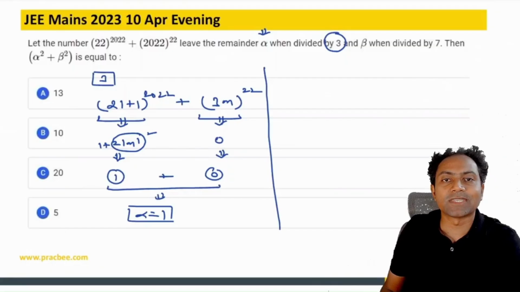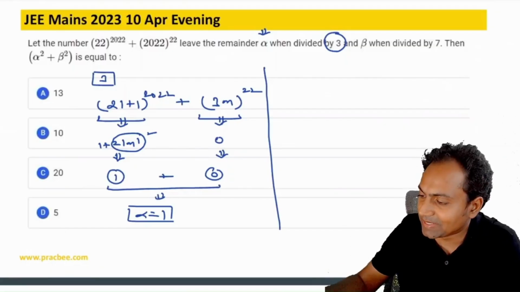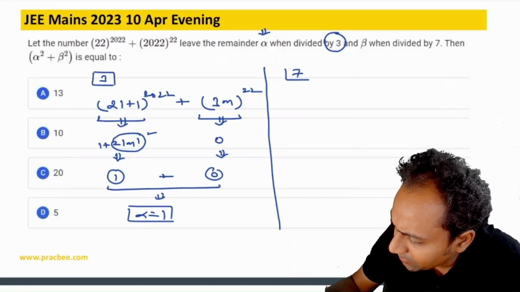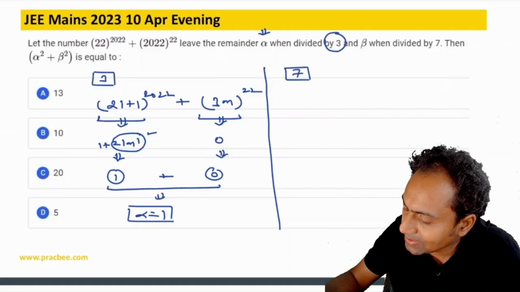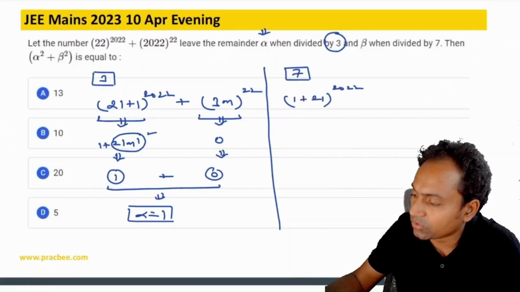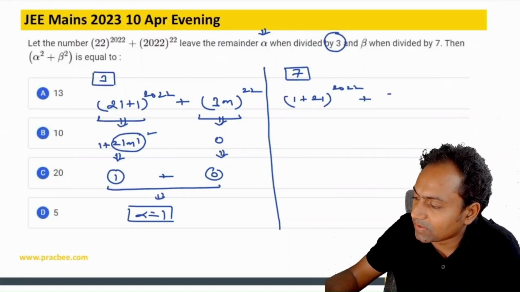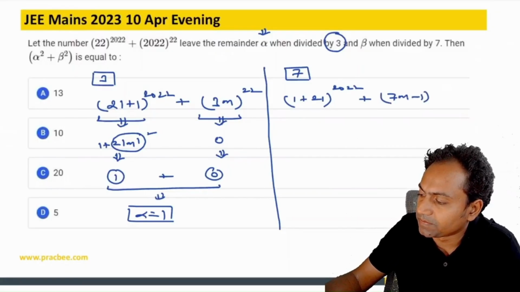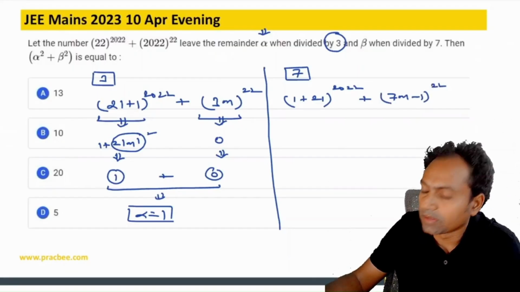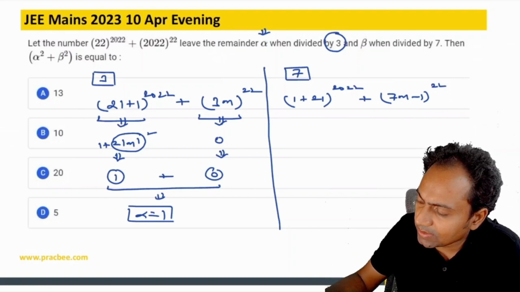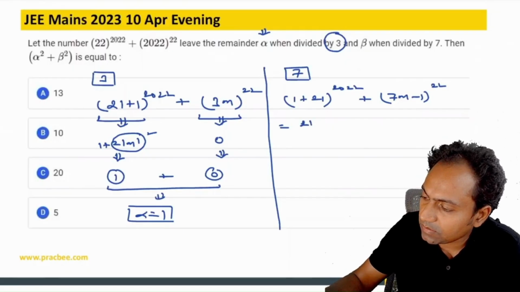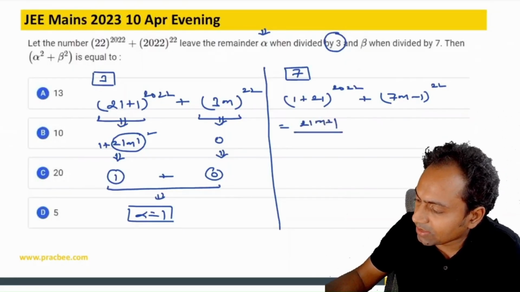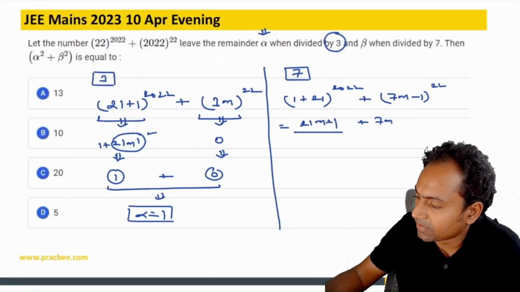Now the second part of the question says that in order to find the value of beta, we'll have to divide by 7. So again, for finding the remainder from 7, the first part can again be written as (1 + 21) raised to the power 2022. And the next one, if I divide by 7, will become minus 1. So this is how we can write this up. So if I simplify this, now we can see that this can in turn be written as nothing but 21 times m plus 1. And this can also be written as something like 7m dash plus 1.